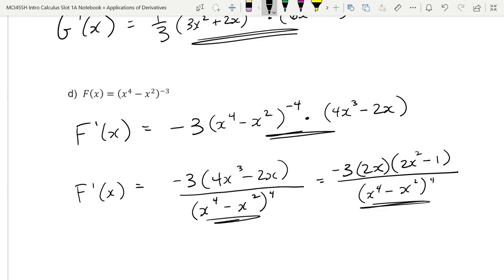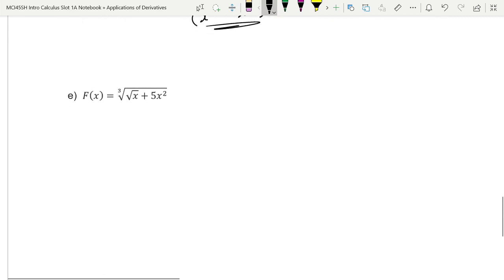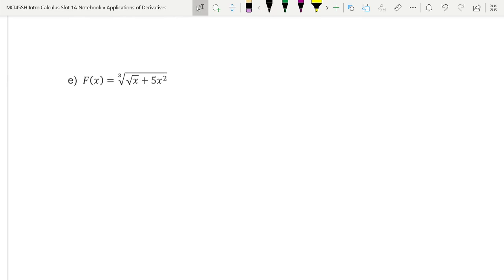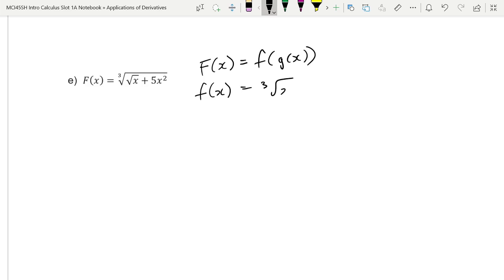All right, one more. Mr. Lacko made these up. He was not kidding around with this one. Okay, let's see. I think for this one, I am going to go back to kind of thinking about it in pieces. So f of x is two functions, one inside the other. I think that my outside function is the cube root of x. My inside function is the square root of x plus 5x squared. All right, what are their derivatives going to look like?